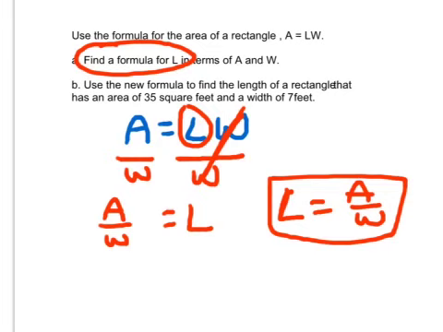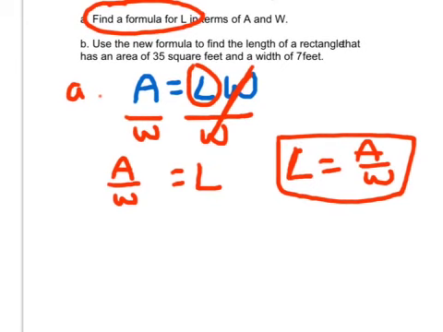Now part B, oops, sorry, that was part A. So now part B says to use that new formula to find the length of a rectangle that has an area of 35 square feet and a width of 7 feet. So we're using the new formula, length equals area divided by width. And now we're just going to fill it in.